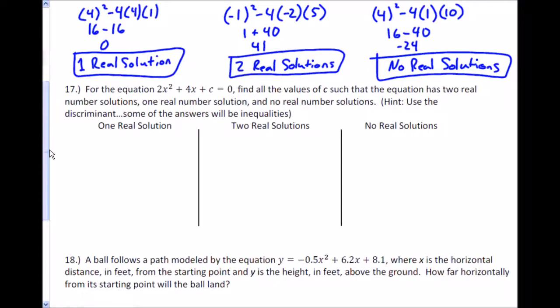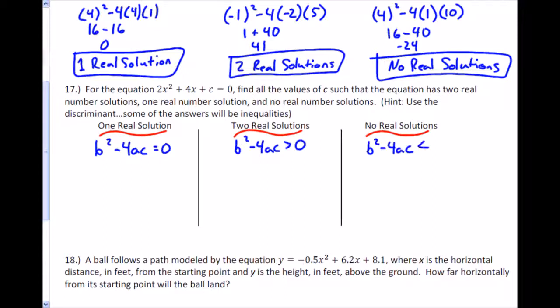All right, so keep in mind, to get 1 real solution, it means that the discriminant, the b squared minus 4ac, would have to equal 0. For 2 real solutions, that means that our discriminant, the b squared minus 4ac, has to be positive. In other words, it has to be greater than 0. And then the last one, for no real solutions, that means that our discriminant would have to be negative or less than 0. And now this asked me to solve for c. It asked me to find c for each of these scenarios.